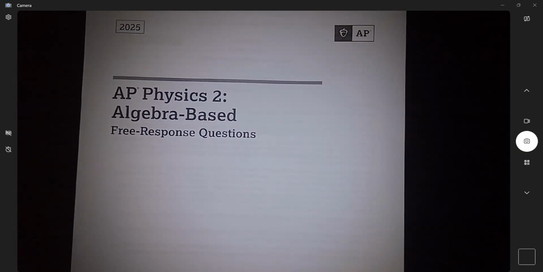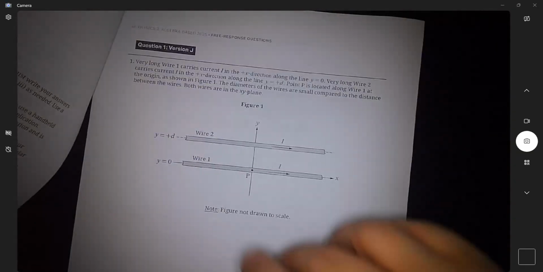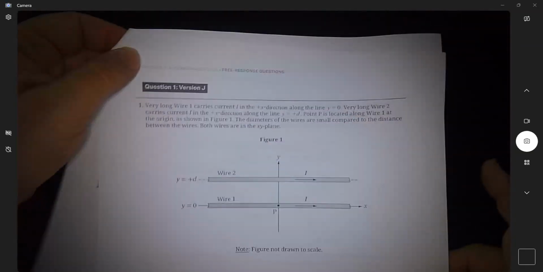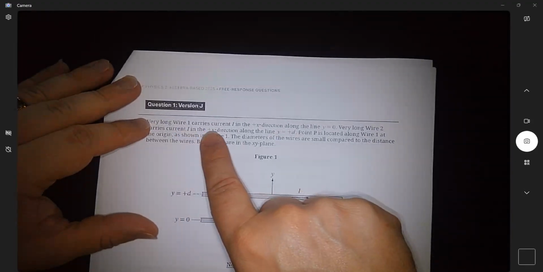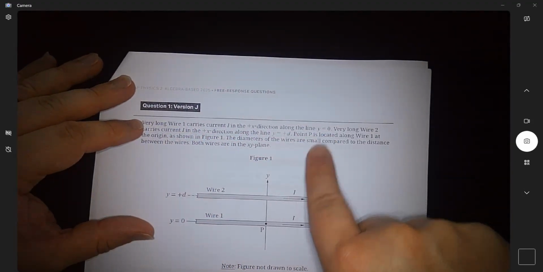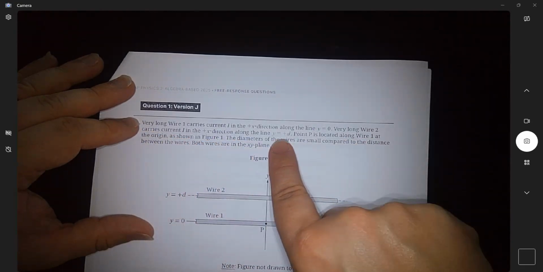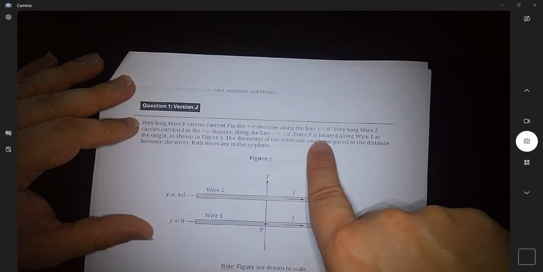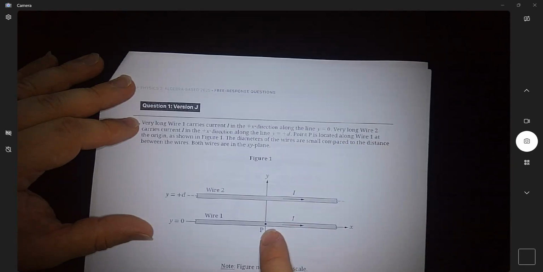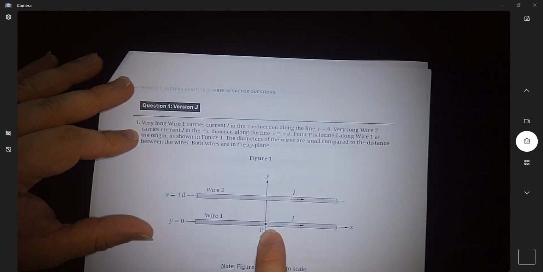All right, so it's 2025. They just gave this exam, and let's see what we got going on here. Very long wire 1 carries current I in the positive x direction along y equals 0. Very long wire 2 carries current I in the positive x direction along the line y equals d. Point P is located along wire 1 at the origin. The diameters of the wires are small compared to the distance between them. They're in the xy plane.